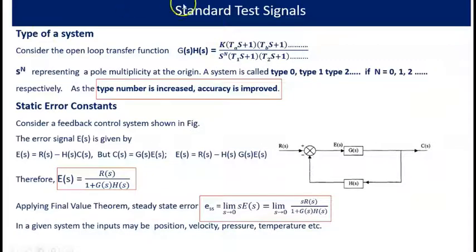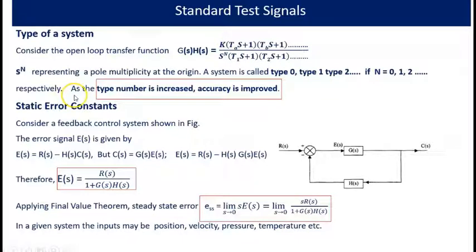Consider an open loop transfer function in this form. G of s H of s is equal to K into (TA s plus 1) into (TB s plus 1) etc., divided by s raised to n into (T1 s plus 1) into (T2 s plus 1) etc. This n represents the type of the system. S raised to n represents a pole multiplicity at the origin. That means there will be n poles at the origin. A system is called type 0 if n is equal to 0. A system is called type 1 system if n is equal to 1, etc.